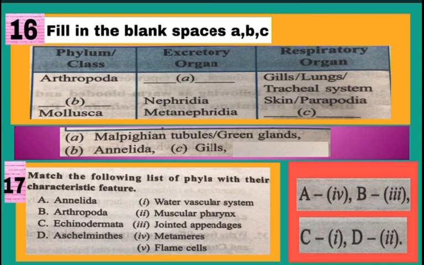Clear. Question number 17. Match the following list of phyla with their characteristic features. A phyla, Annelida. Kisse match karta hai? Number 4, metameres. B phylum, Arthropoda. It matches with number 3, jointed appendages. C phylum Echinodermata, it matches with number 1 water vascular system, and D phylum is Aschelminthes and it matches with number 2 muscular pharynx. Clear?